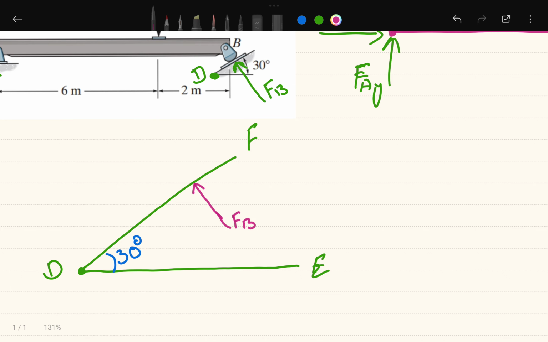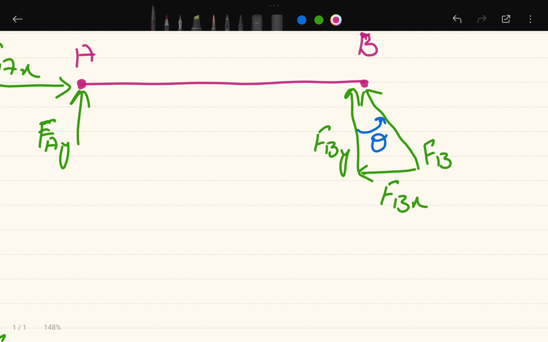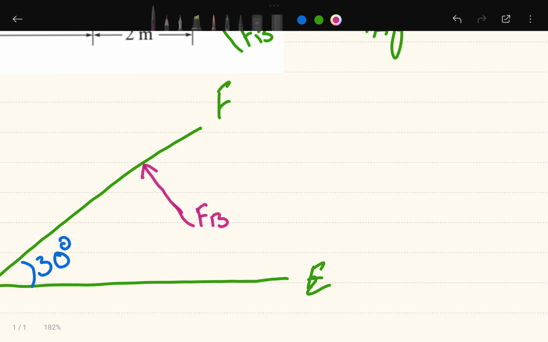All right, now what we need is to find out the angle. So which angle do we need to find out? We need to find out this theta, which is the angle between the vertical axis and the force FB. So that means that we need to find out this angle. Let me draw it dotted to keep things clear.